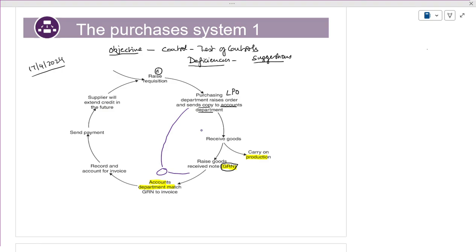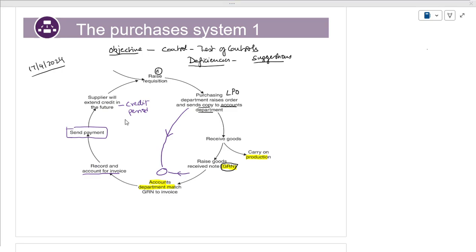This has to be matched: the purchase order we raised and the goods received. Once you have this, record the invoice in accounts. Then your purchase, your general entry, will come into picture. Then you will send the payment. Once you record it, you are sending the payment. Fine. The supplier will extend credit in future. When you are paying on time, there is definitely a possibility that the credit period will increase.